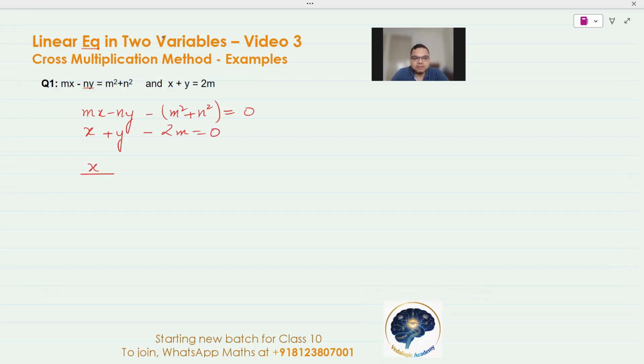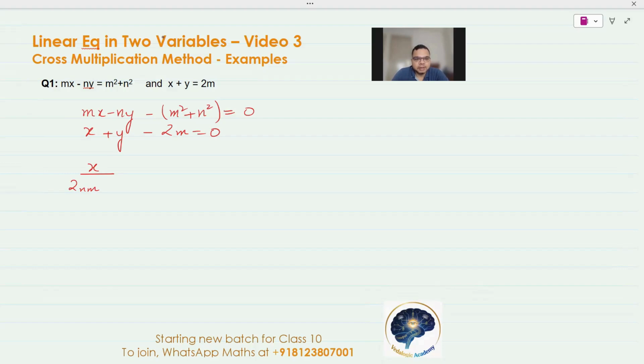Now, for x, we are not using the coefficients of x, but using the coefficients of y and constants. So, b1 c2 minus b2 c1, right? So, b1 is minus n into minus 2m, that becomes 2nm.